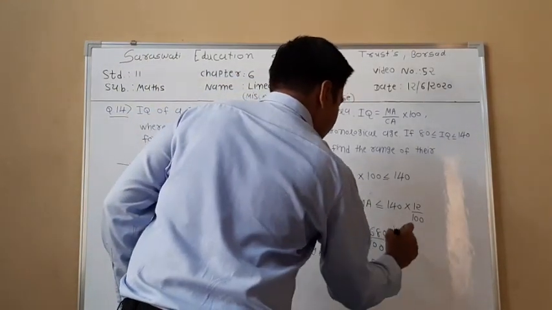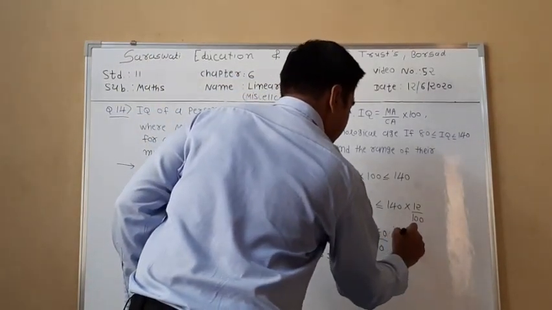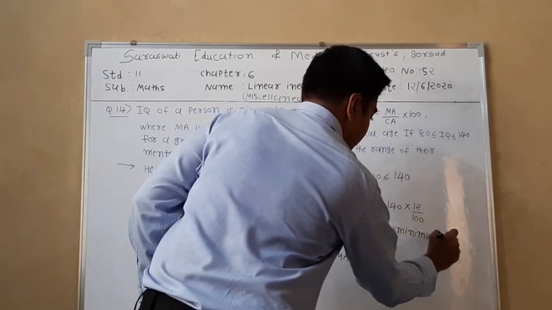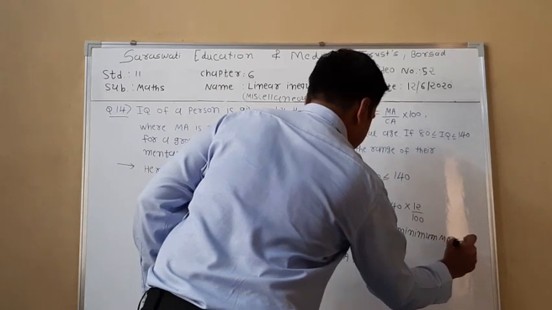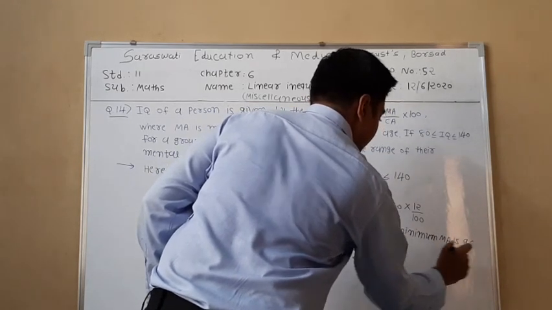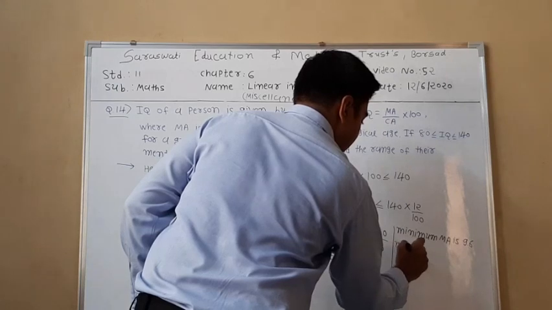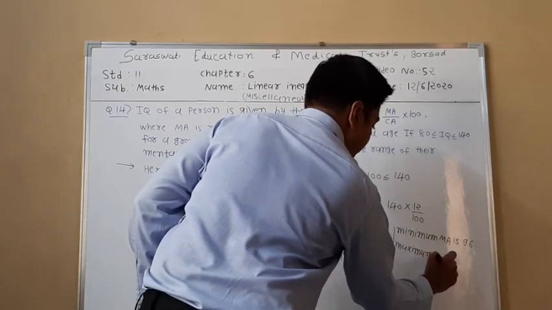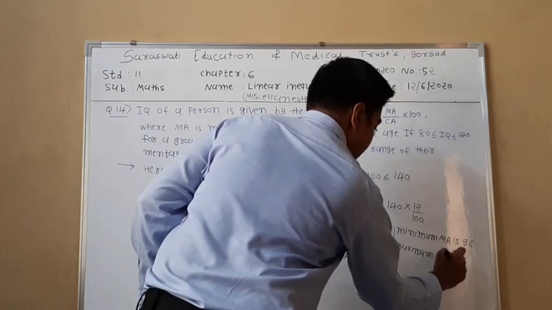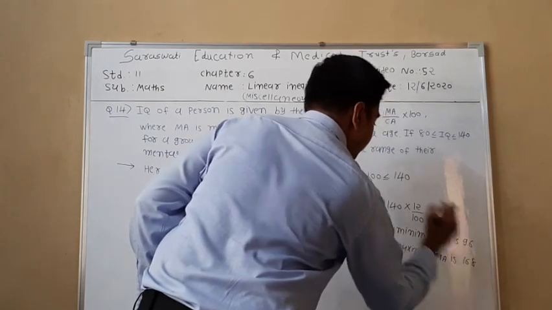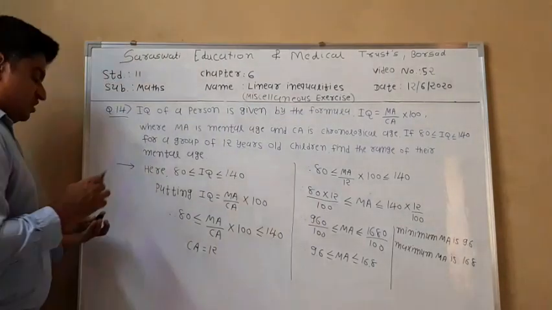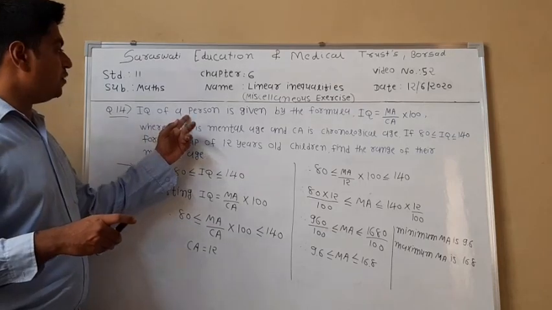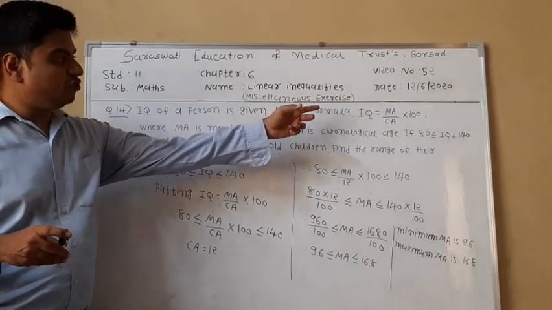So here we can write minimum MA is 9.6 and maximum MA is 16.8.